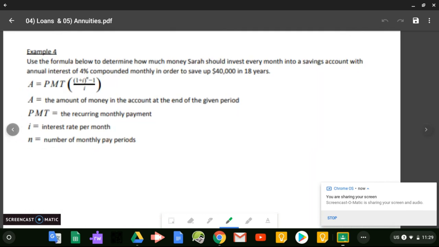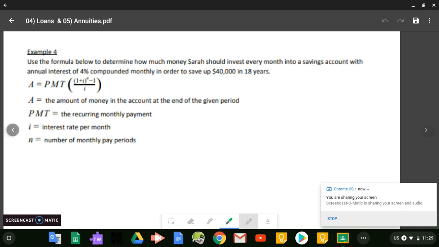Okay. Example 4 is the next one I want to go over with you. So in this question, they're telling us how much Sarah should invest every month, but we don't know how much she's investing. So we want to know how much she's investing. So now we're finding PMT, and it's an annual interest rate of 4%, and it's being compounded monthly.